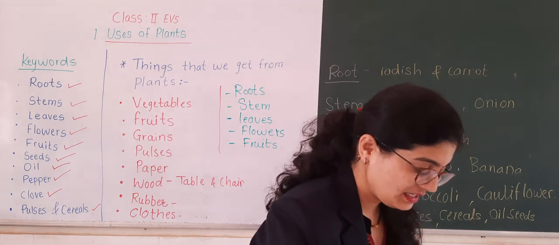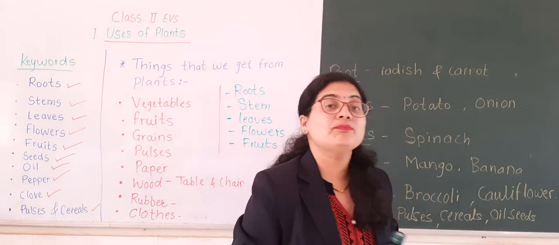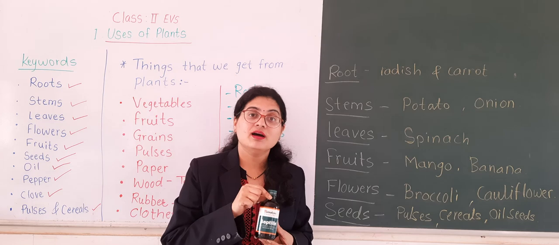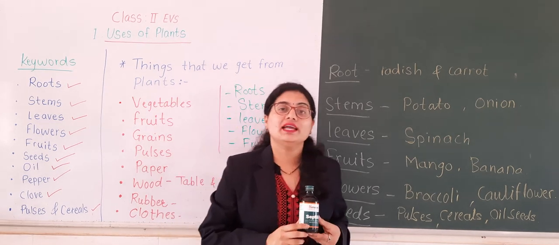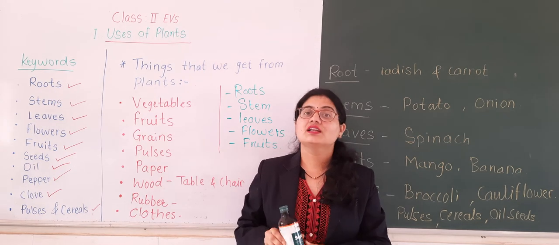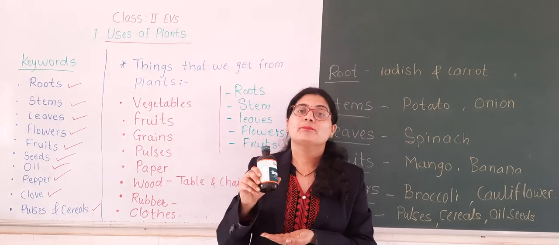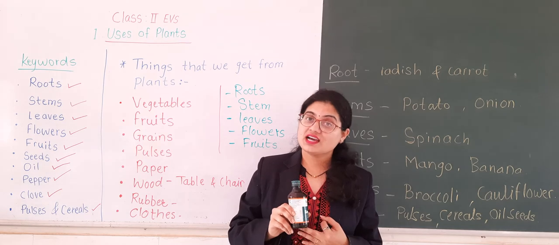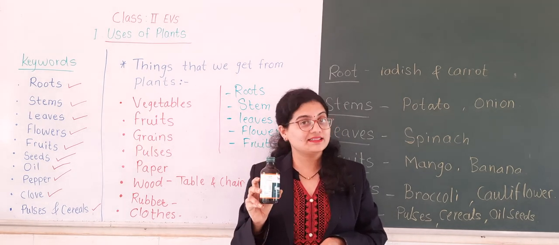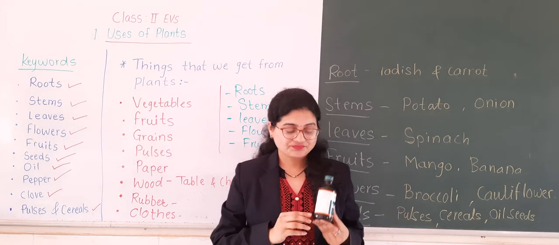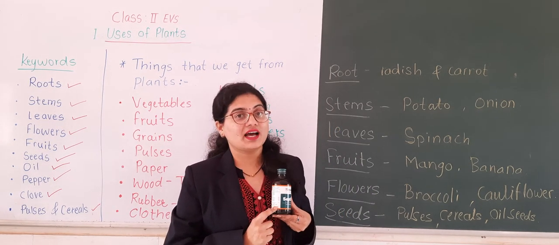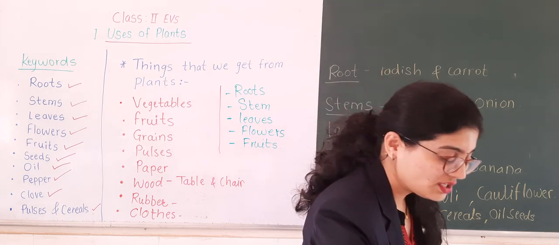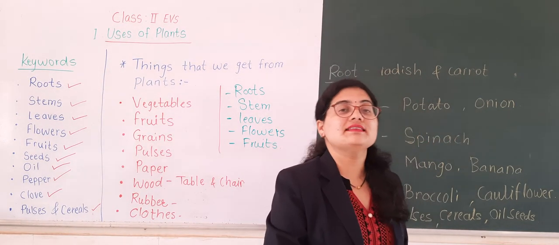Okay. Then we also use different plants to make medicine. Tulsi plant, aloe vera, neem, amla. These plants we use to make medicine. Right, my dear children? Which parts of a plant, or which plants, do we use to make medicines? Yes, leaves, stems, flowers of different plants we use to make medicine. Some plants such as neem, tulsi, aloe vera, amla are plants that we use to make medicine. We can use flowers of a plant to make different cosmetics and perfumes.